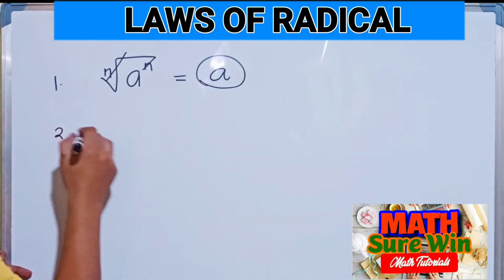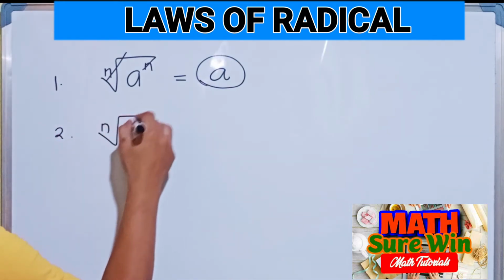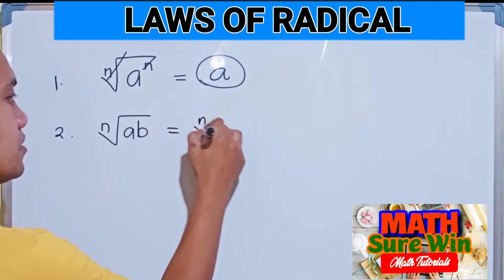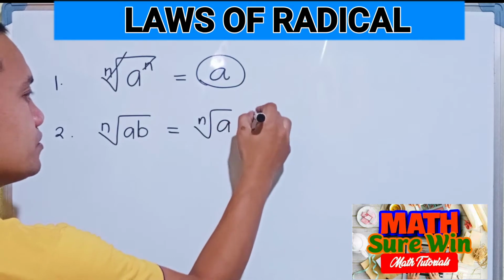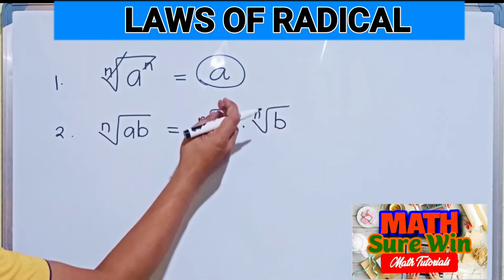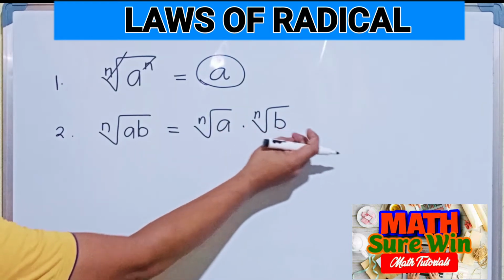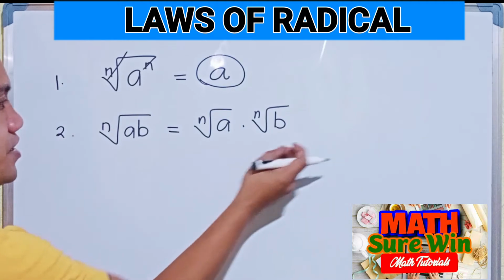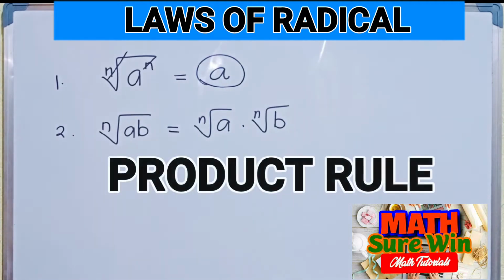The second one, the product of certain radicals is equal to the radical of the product of their factors. That means if we multiply the nth root of a and the nth root of b, the product would be the nth root of ab. This is considered as the product rule of our radical expression.